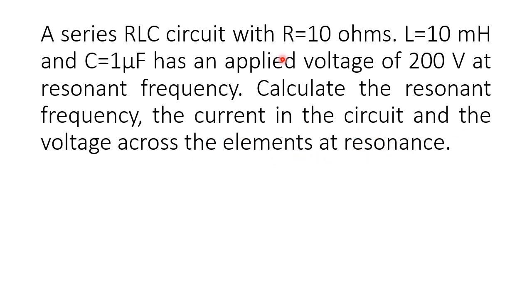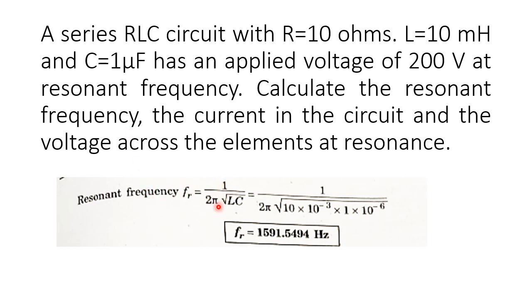Okay, so it's a similar problem we have solved just now, and we are going to solve it the same way. Calculate the resonant frequency. So resonant frequency FR is equal to 1 by 2 pi root LC. From the given data, we can write the values of L and C. Substitute, you will get 1591.5494 hertz.